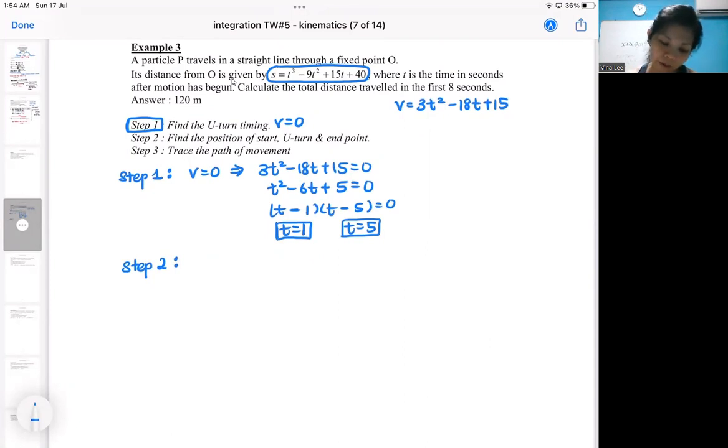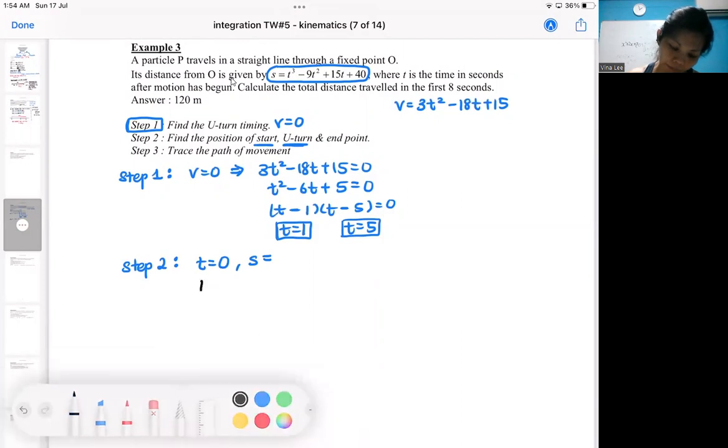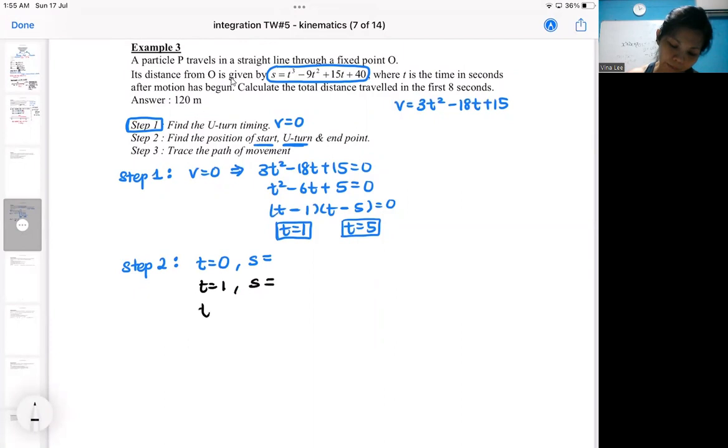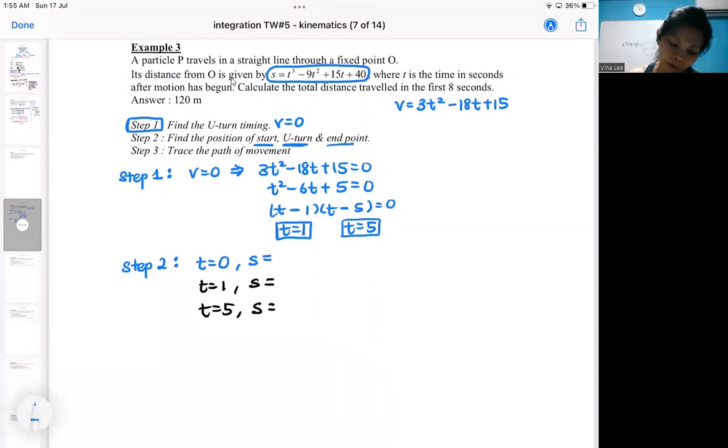So again, I'm going to find out the starting position. The starting position is t equal to 0. And I have to find the U-turn position. Currently I've got 2 U-turns, so these will be the 2 U-turn positions. Then I have to find the end position. The end position will be at t equal to 8.